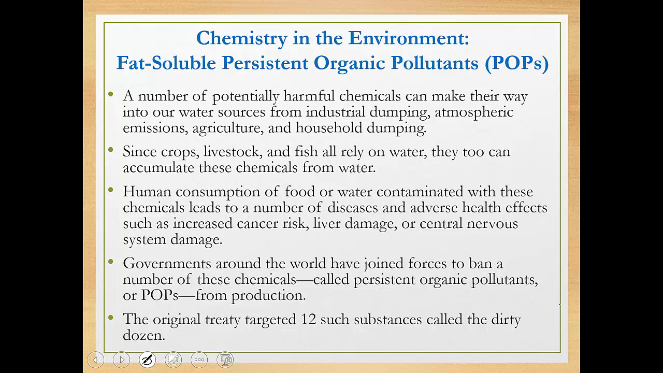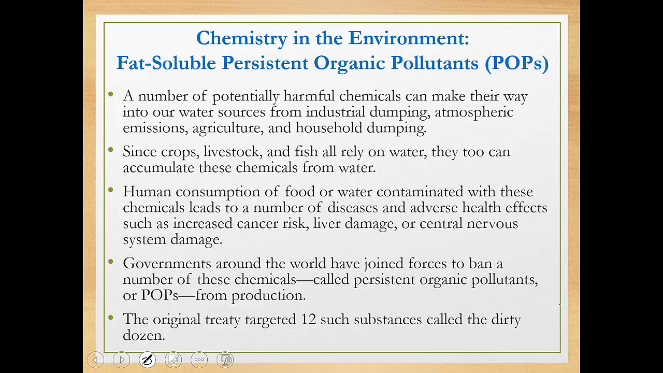And since not only do we rely on that water, but also other living species that we rely on, such as crops, livestock, and fish, we're all dependent on that water source. All of these living species can accumulate these chemicals from the water. And then we as humans consume the livestock, the fish, the crops that are grown with these contaminated sources of water, and we start to build up a higher number of these potentially harmful chemicals, which leads to a number of diseases or health effects, such as an increased risk of cancer, liver damage, central nervous system damage, mutations. There are all sorts of things that go along with that.